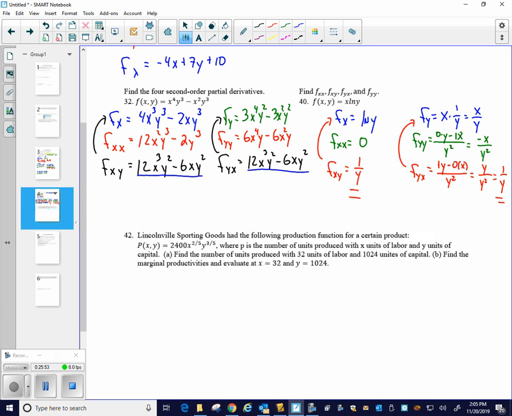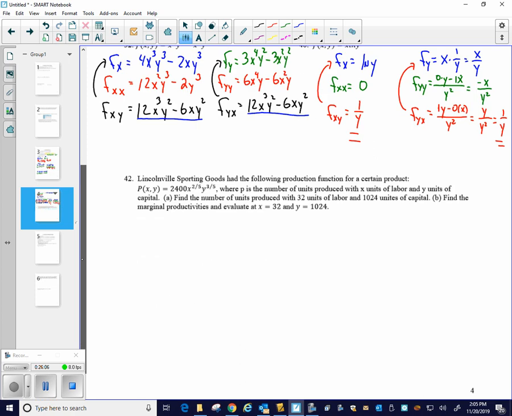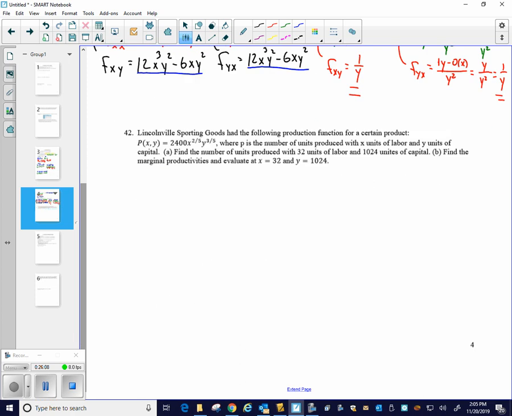All right, I'm hoping that we're okay so far. Again, if not, please slow this down, go back, watch it again, see if you can figure everything out. We've got one more problem to do, and this one's going to be a little messy as far as the numbers are concerned, but remember, you're allowed to use your calculator to plug stuff in. I even tried doing this by hand, and it got messy for me, so let's just use our calculator for this. So what we have is Lincolnville Sporting Goods had the following production function for a certain product.